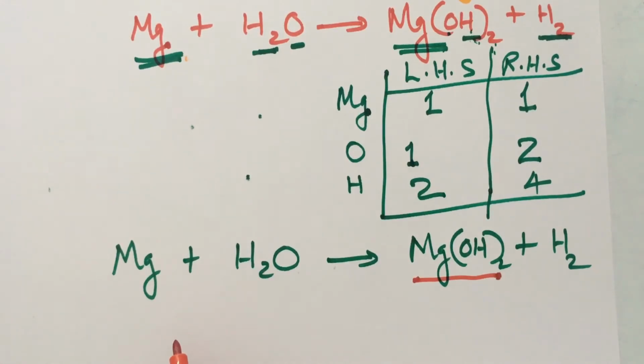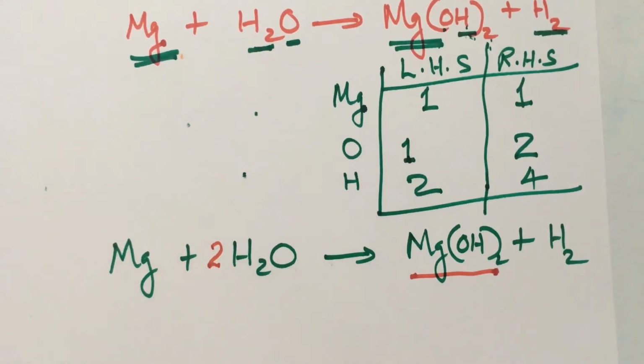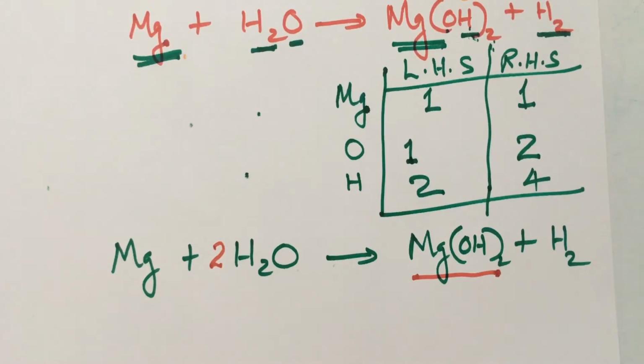So we can balance O by setting a 2 just before H2O. Let me put a 2 over here. Now this 2 is common for oxygen also, so oxygen became a 2. On the right-hand side also it is twice, so it is okay.